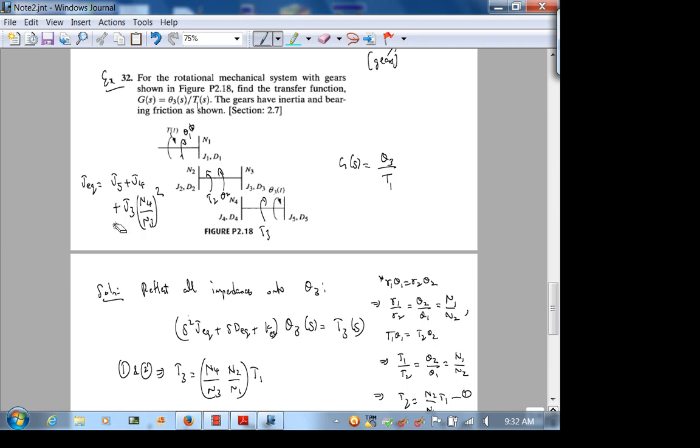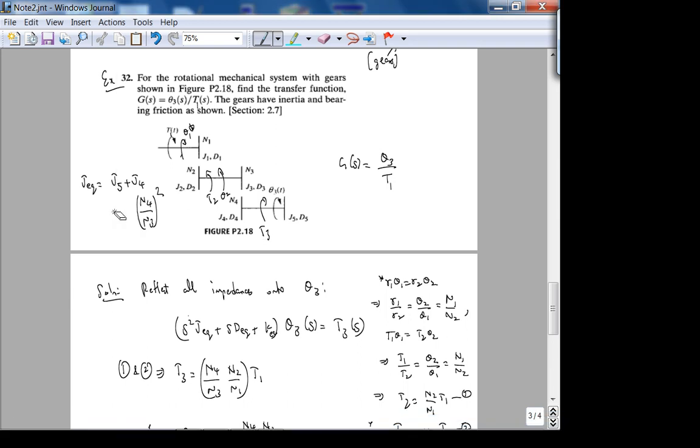Okay, so Jacob's right. So let me just modify this. Plus J2 plus J3 times N4 over N3 squared, right? N2, perfect. N2, N4 over N1, N3 squared. So it seems like only Jacob and Sam are the only people in the class who get this. All right. That's not good.